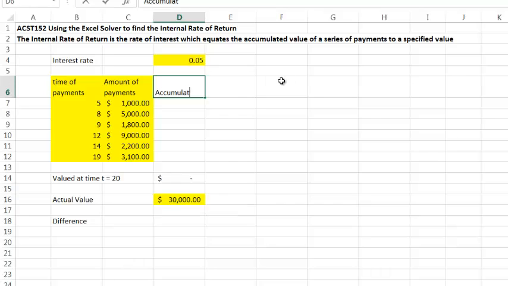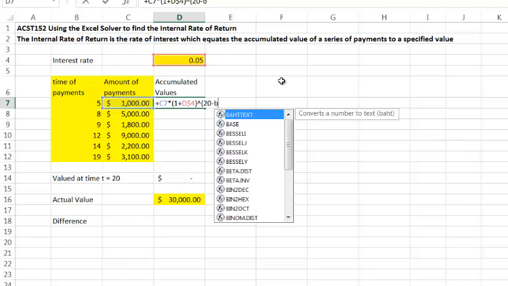So using the separate accounts method, we just work out the accumulated value of $1,000 at 5%. So we're going to say that's $1,000 times 1 plus D4. We're going to use whatever interest rate is in cell D4. Remember, you must use a dollar sign by now. You should know about absolute referencing. And that has to be invested for 15 years. So we'll say it's 20 minus B7.